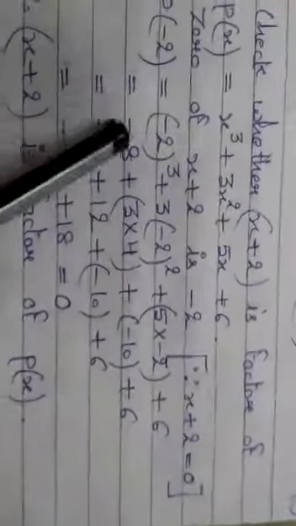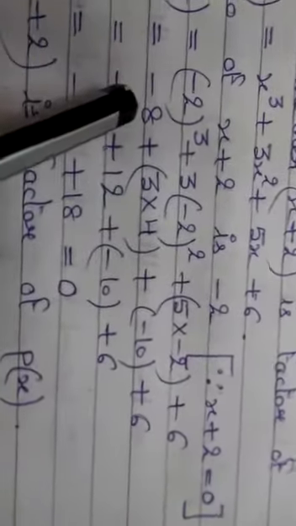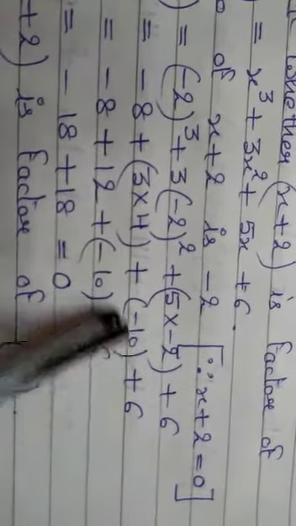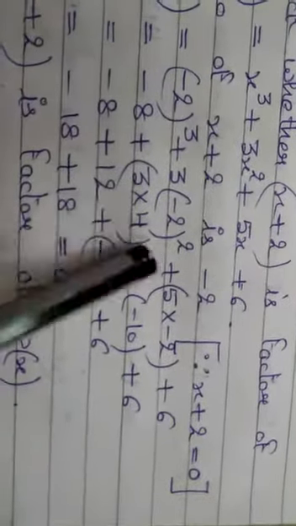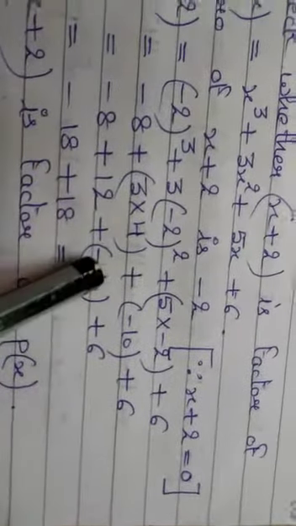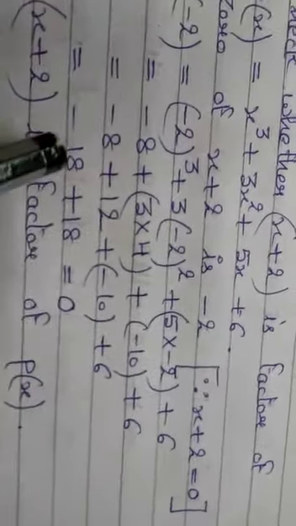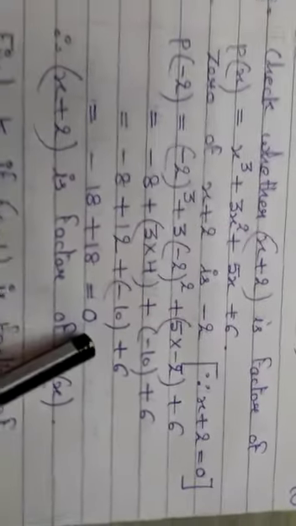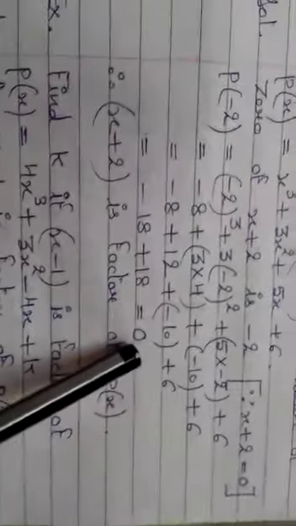Solve it. Minus 2 cube is minus 8. Minus 2 square is 4. 5 into minus 2 is minus 10. So it is minus 8, 3 into 4 is 12, minus 10 plus 6. So it is minus 18 plus 18, which equals 0. So if you get 0, it means your remainder is 0, which means this is a factor of P(x).